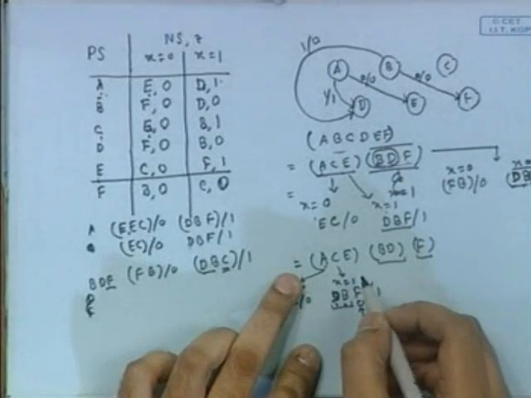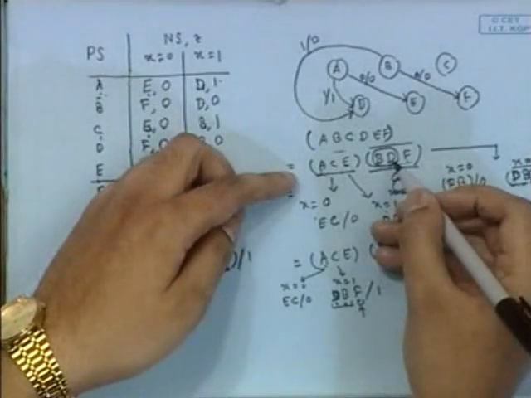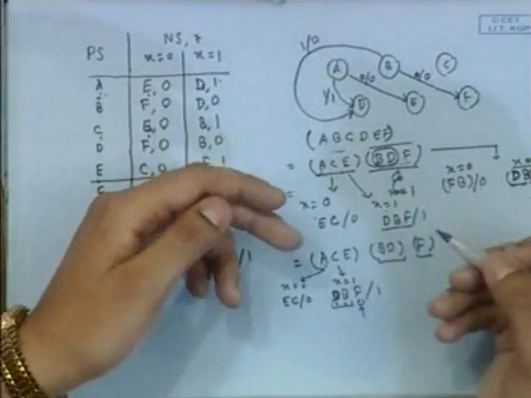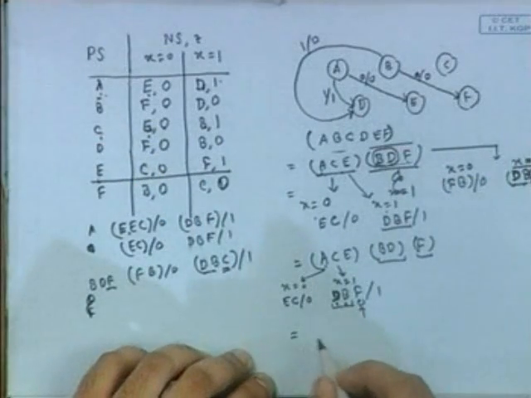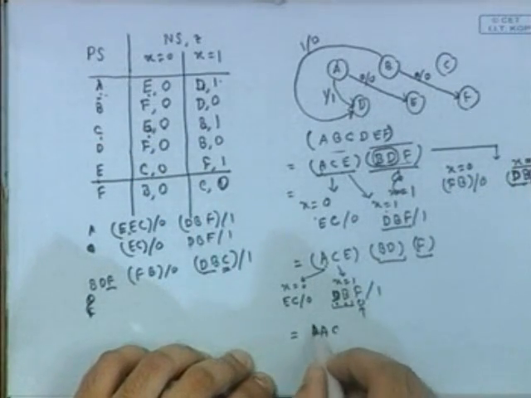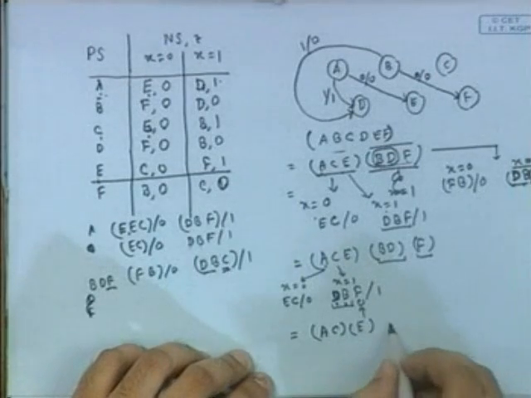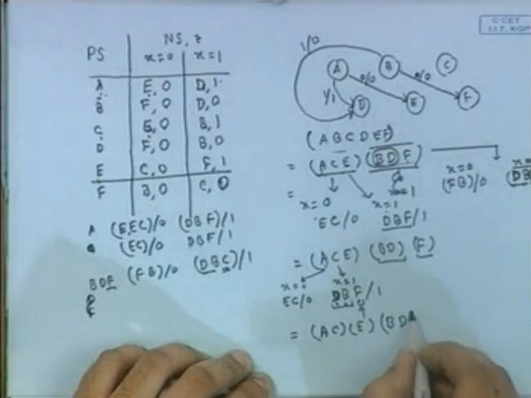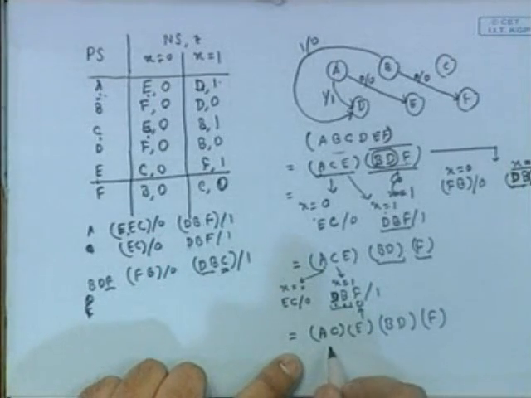How much distinguishable are they? 3 distinguishable. In the first step it is 1 distinguishable, in the second step they are 2 distinguishable, here they are 3 distinguishable. So we can readily see that AC belong to one partition, E belongs to another partition, BD belong to another partition and F belongs to another partition.